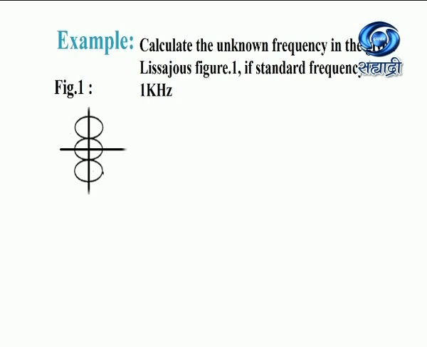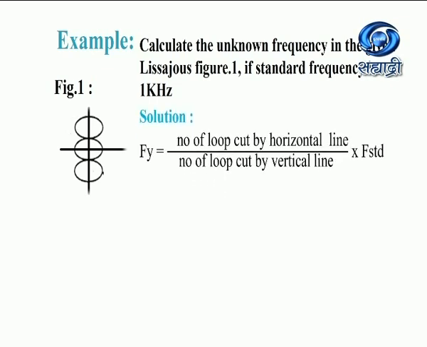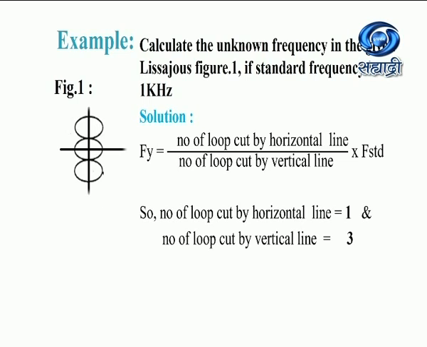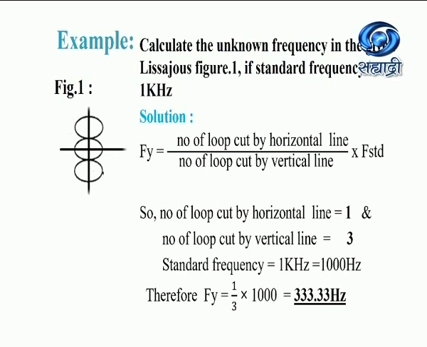So in this figure 1, we have one Lissajous figure. Okay, so 3 loops are there, and if you cut this horizontally and vertically, you will get number of loops cut by horizontal line and number of loops cut by vertical line, and f standard frequency is given as 1 kilohertz. So here number of loops cut by horizontal line is 1 and number of loops cut by vertical line is 3. So if you put this value, then 1 by 3 into 1000 hertz, that is 1 kilohertz, our given frequency. Then we will get the unknown frequency as 333.33 hertz. So in this way you can calculate the unknown frequency by using this Lissajous figure method.